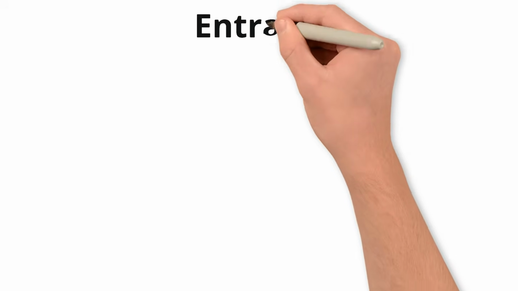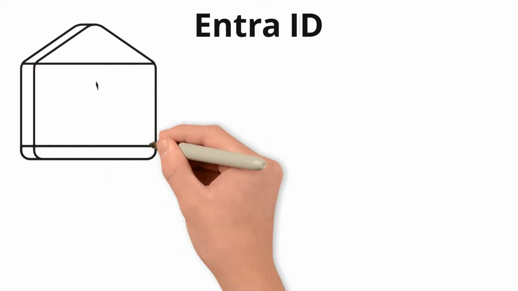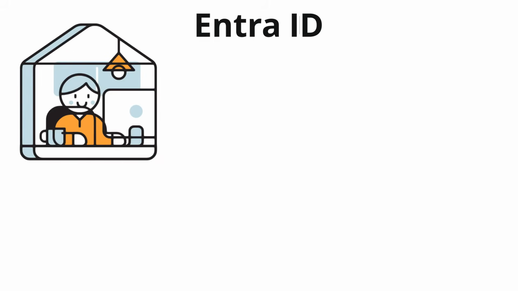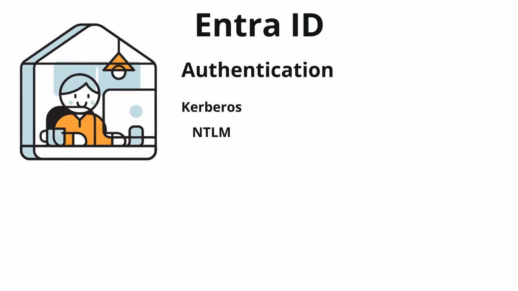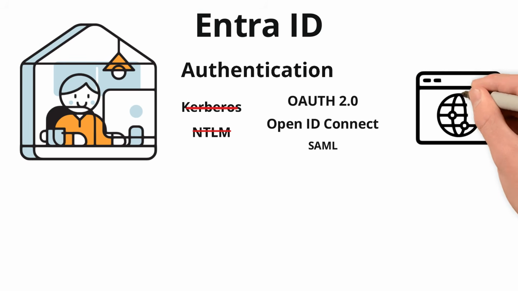Entra ID was built for a completely different world. Users at home, on the road, on personal devices, accessing apps not hosted on your network. Instead of Kerberos and NTLM, Entra uses OAuth 2.0, OpenID Connect, and SAML, web protocols built for apps like Microsoft 365, Salesforce, and ServiceNow.